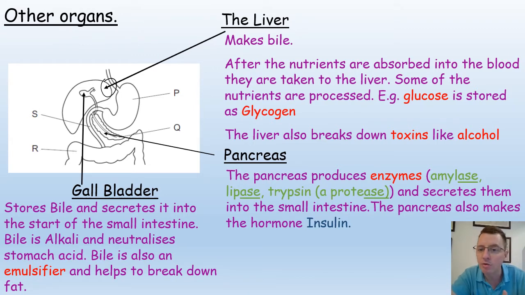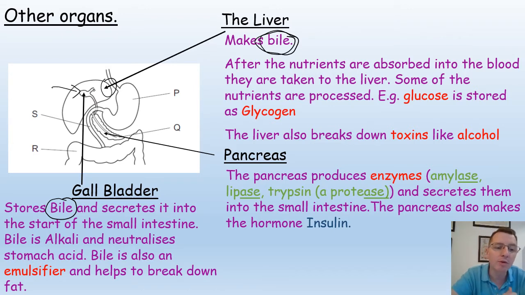And after the nutrients are absorbed into the blood, they're taken straight to the liver, and some of those nutrients are processed. For example, glucose can be stored, if we've got too much glucose, as a chemical called glycogen, carbohydrate. The liver can also break down any toxins that might be in our food or that we've ingested, for example, alcohol. But let's go back and have a little think about this chemical bile. What is bile? Well, once the liver's made the bile, it gets stored in the gallbladder here.